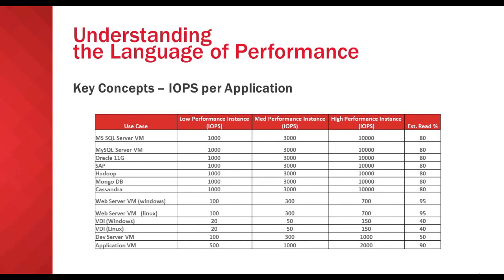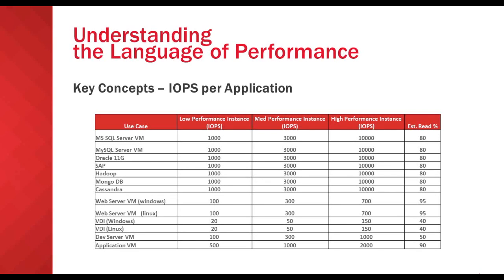And so to put this into the application perspective, here are some applications on the left, then some general guidelines so that when you're thinking about how Flash is going to impact your environment, you can see what those applications look like from a performance perspective. I'm not going to go through all of these, but we'll go through a couple. So if you're running a low performance SQL server, you're looking in the neighborhood of around 1,000 IOPS for a low performance instance, 3,000 for a medium performance instance, and close to 10,000 for a high performance instance.